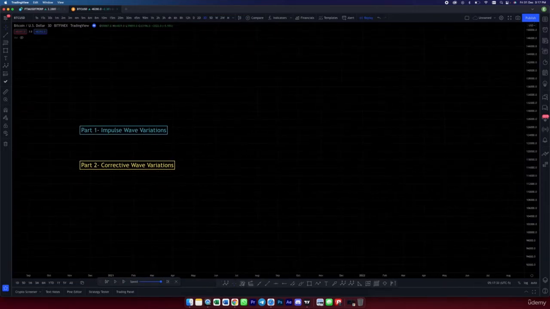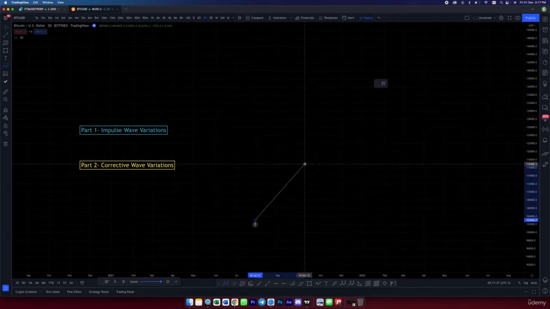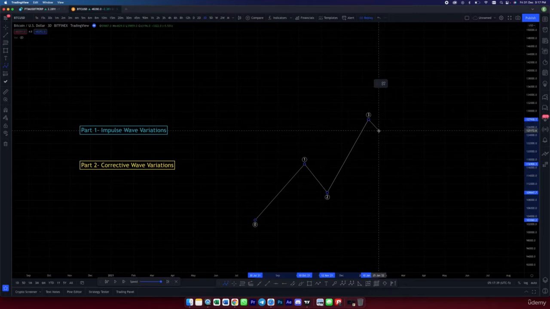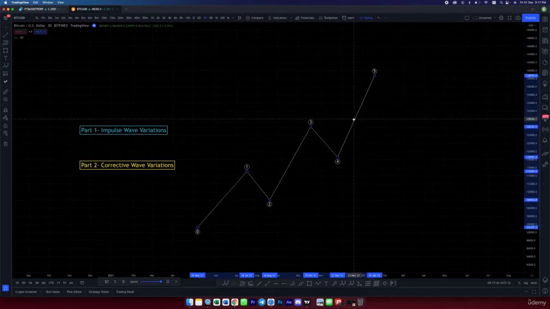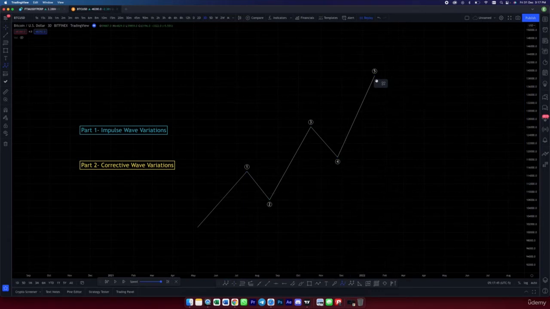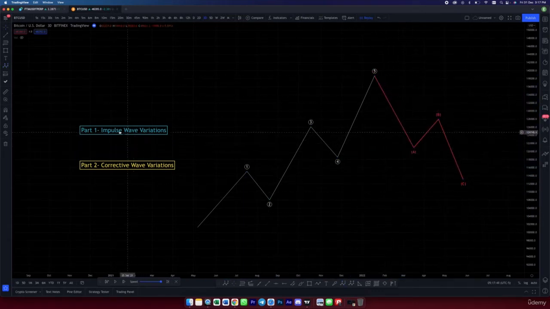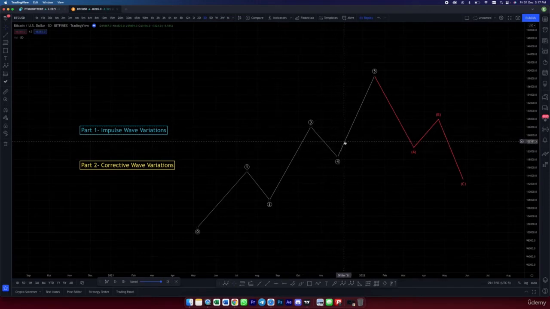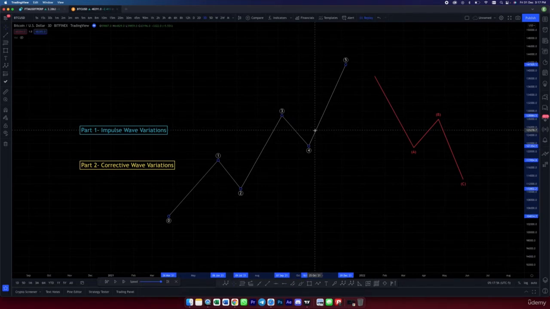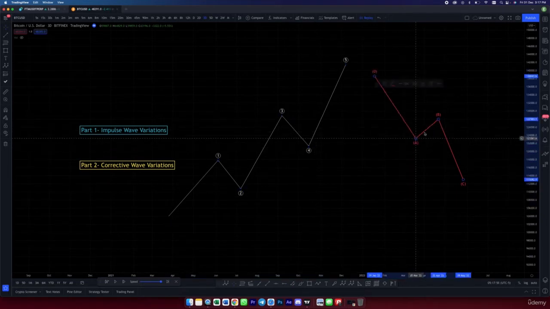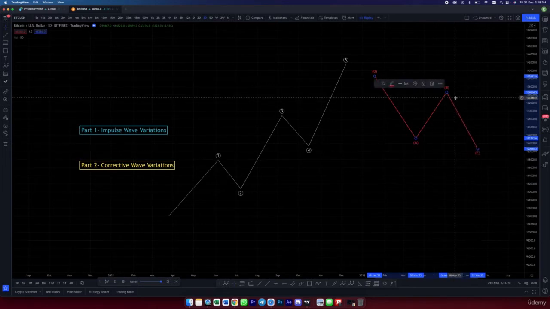Let me just draw it for you. Elliott wave contains two parts. One is the impulse that we call 1, 2, 3, 4 and 5, and the second part is the corrective pattern, or the correction, that we call A, B and C. So in the first part, impulse wave variations, we will discuss the variations of this impulse wave, and in the second part we'll discuss the different variations that you can see in the corrective wave.